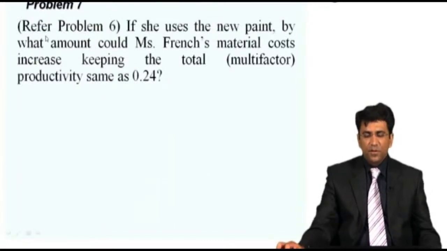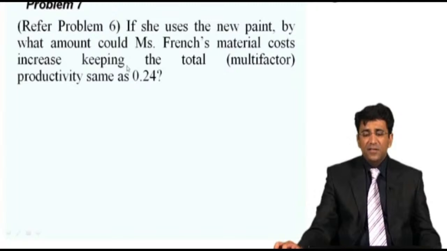This is the next problem. Again, if we refer to problem 6, if she uses the new paint, by what amount could Messrs. French's material cost increase, keeping the total multi-factor productivity same as 0.24? Now this is a technical question, I would say. Now students, what is now being asked?